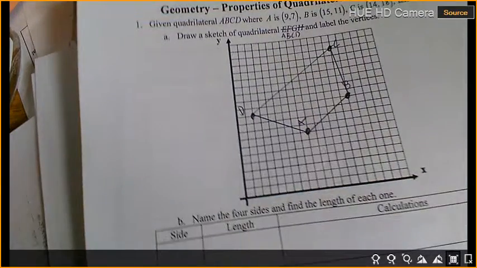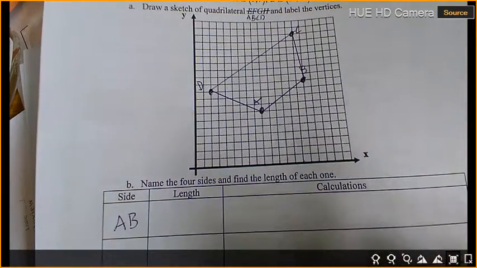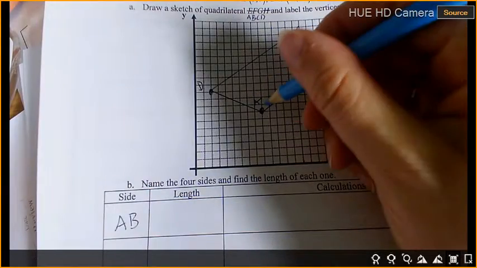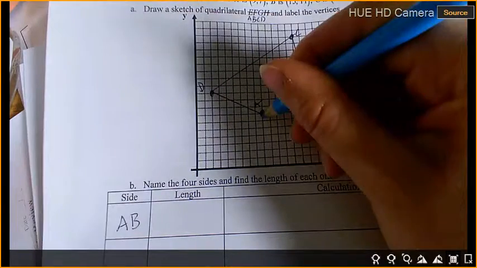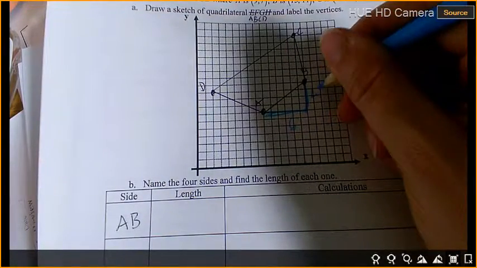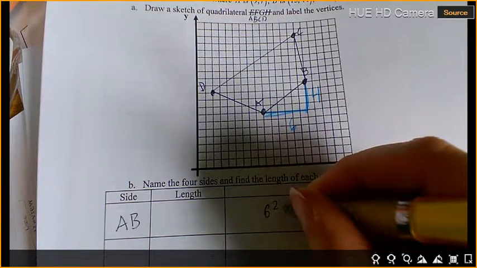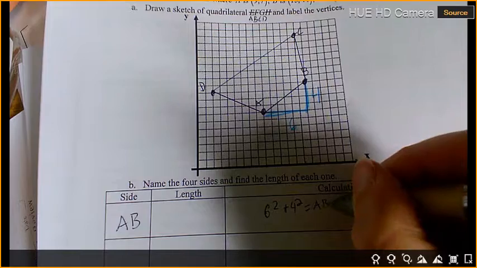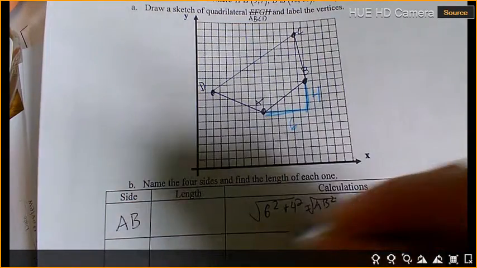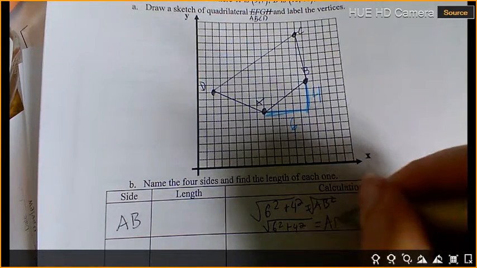So I'm going to start with finding the length of A to B. Okay, so I'm right here in A to B, and I'm going to show you two different ways. You guys ready? I can find the length of my triangle right here, knowing that I'm going to go over 6, up 4. So it's the Pythagorean theorem, right? 6 squared plus 4 squared equals AB squared. And then I take the square root of both sides, and I put in my calculator 6 squared plus 4 squared, square rooted. So the length of AB is 7.2.